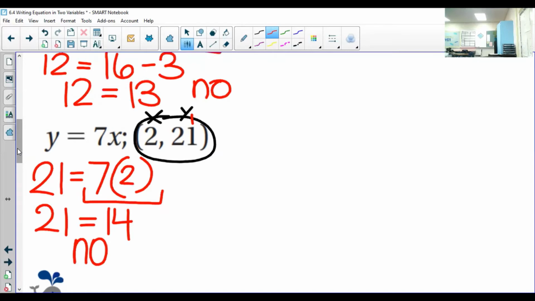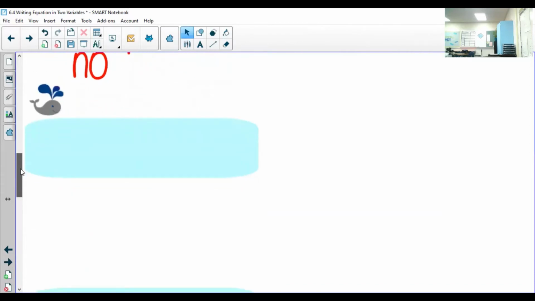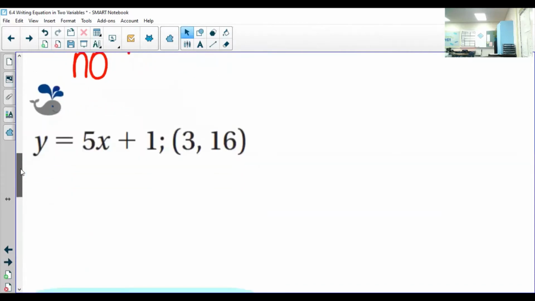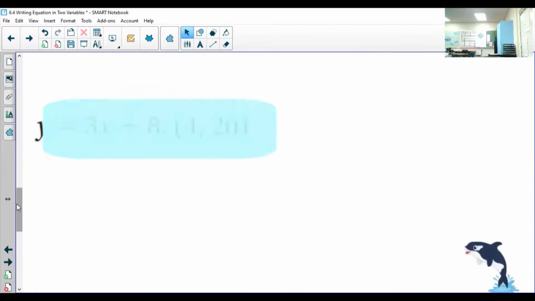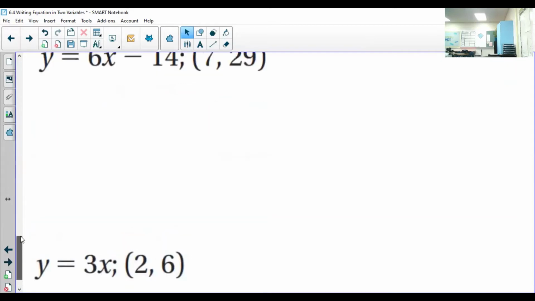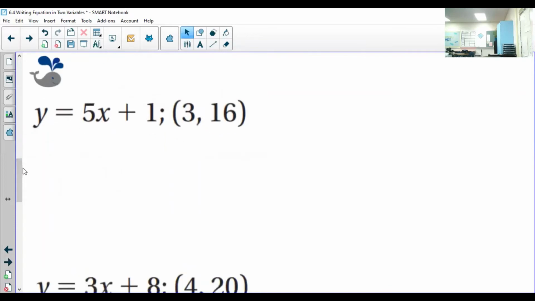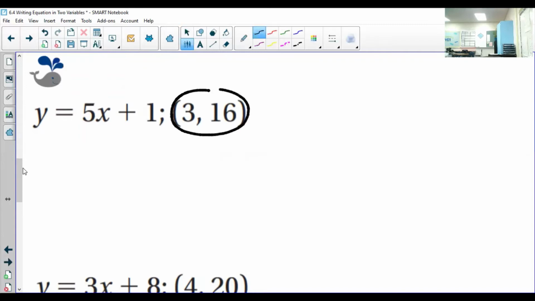Okay, now let's just try one more just to make sure we get the hang of it. Let's see which one we want to do here. I'm trying to see if I have one with a fraction in it. I guess not. Okay, we'll just go back up to the top one. Here we go. Y equals 5x plus 1. All right, my ordered pair is 3, 16. So my x is 3, my y is 16.